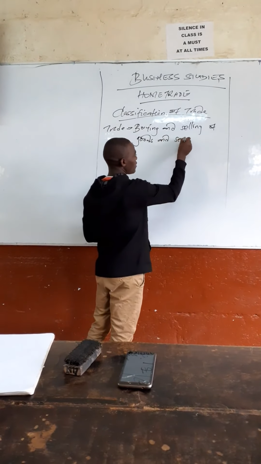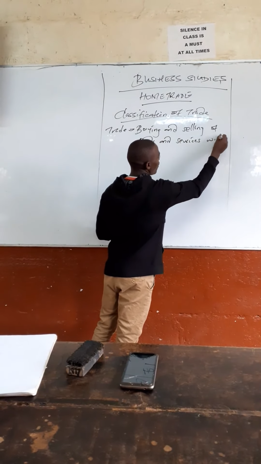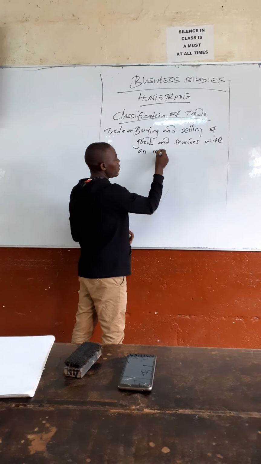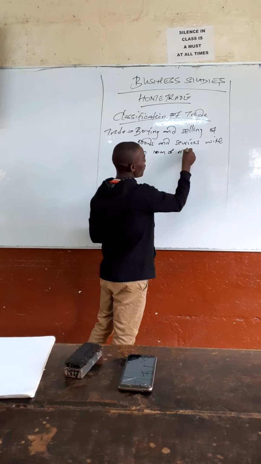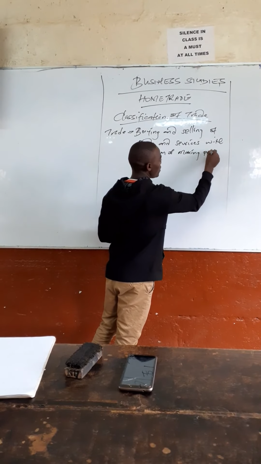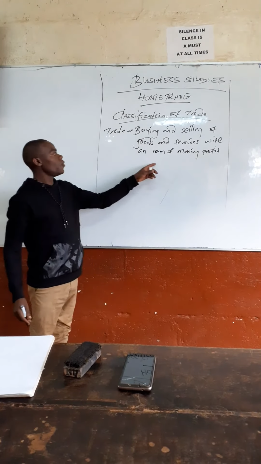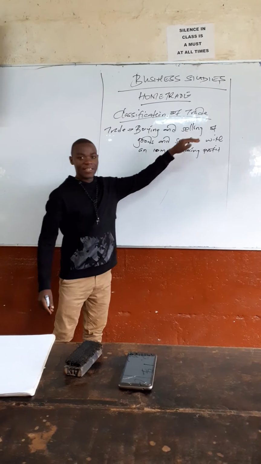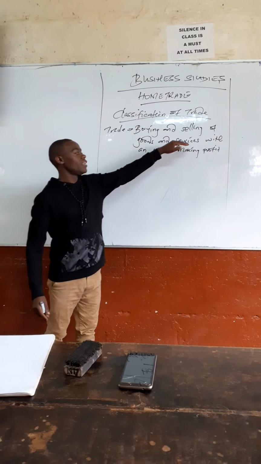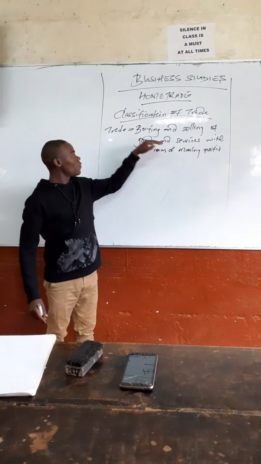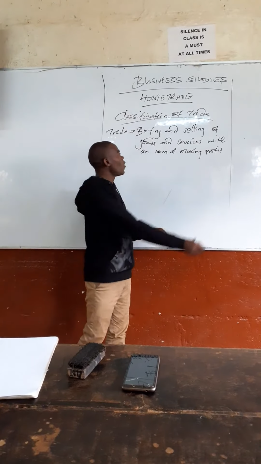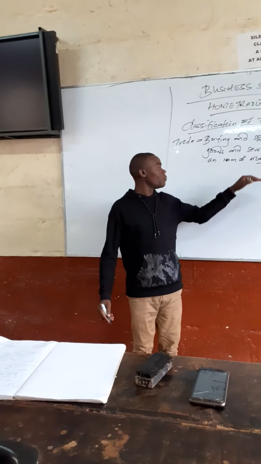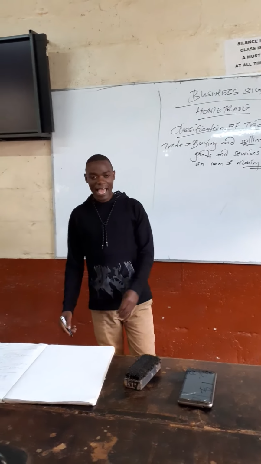You have seen it involves buying and selling of goods and services with an aim of making profit. So you can see we are involving buyers and sellers of goods and services. Out of this, the main aim of the seller is to make profit. If you're not making profit, that one is not a business.